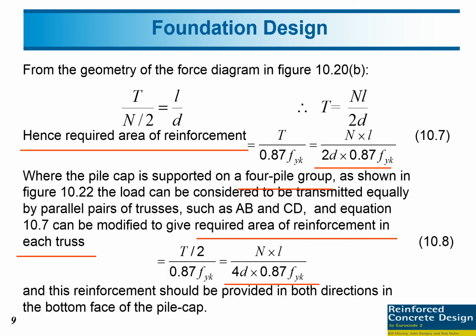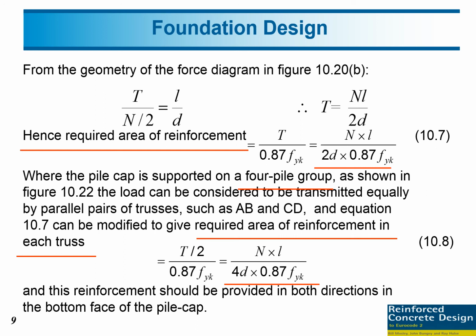Next step is to calculate the As. So here you can see the As required is T divided by 0.87 fyk. From the previous equation, T is NL over 2d, so in this equation we have N multiplied by L divided by 2d times 0.87 fyk. You can see this in equation 10.7. And where the pile is supported on a 4-pile group as shown in figure 10.22, the load can be considered to be transmitted equally by parallel pairs of truss such as AB and CD. And equation 10.7 can be modified to give the required area of reinforcement in each truss.